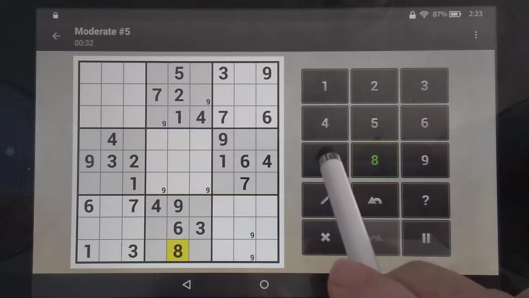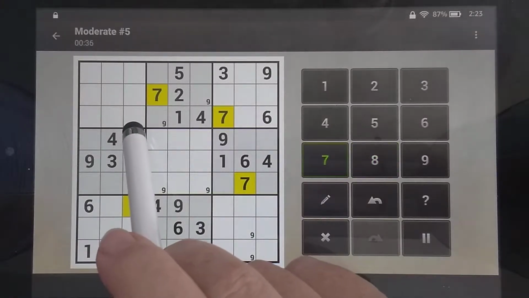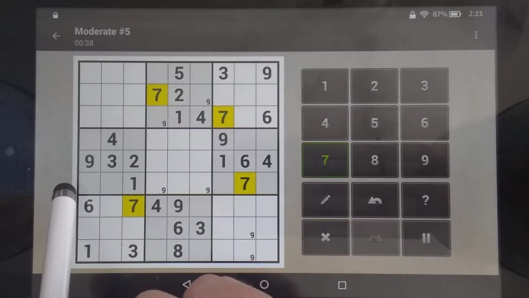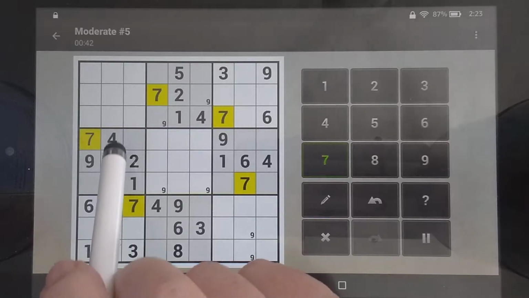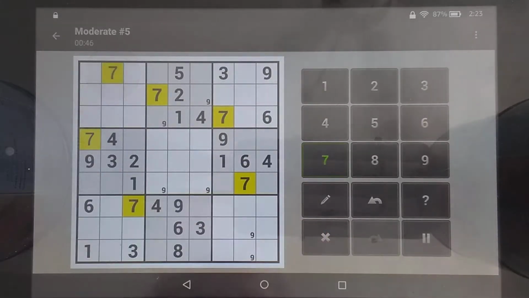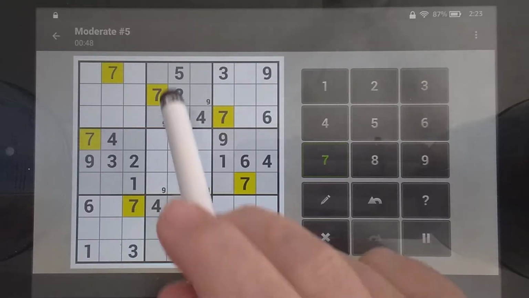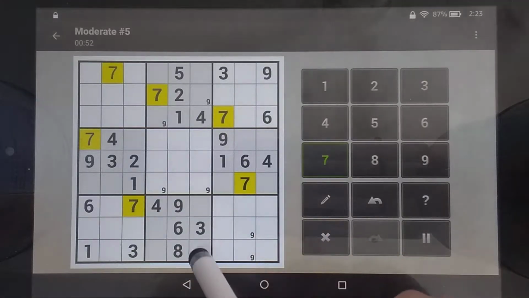Nothing really on the 8s, so let's look at the 7s. That column and this row are knocked out, so this 7 has to be there. Now this column is the only one that's still open. Both of these rows are knocked out, so that 7 has to be there. This column is knocked out by that 7, so this 7 has to be in this column. Can't be here, must be there.